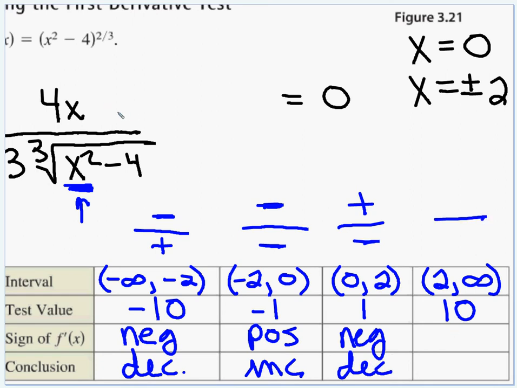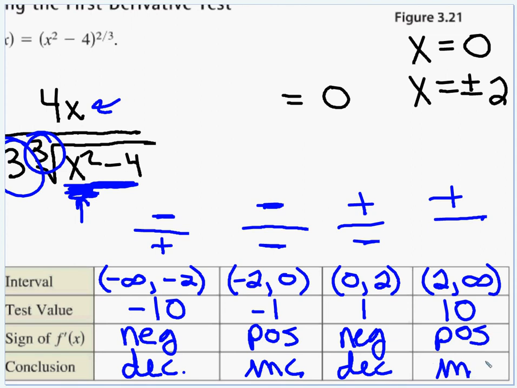Final interval, 10 goes in. 4 times 10 is positive. 10 squared is 100 minus 4, that's positive. Cube root of that is positive. 3 times that is still positive. Function is back to increasing.